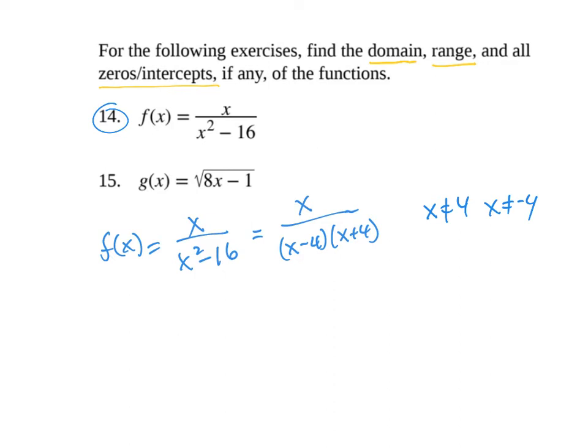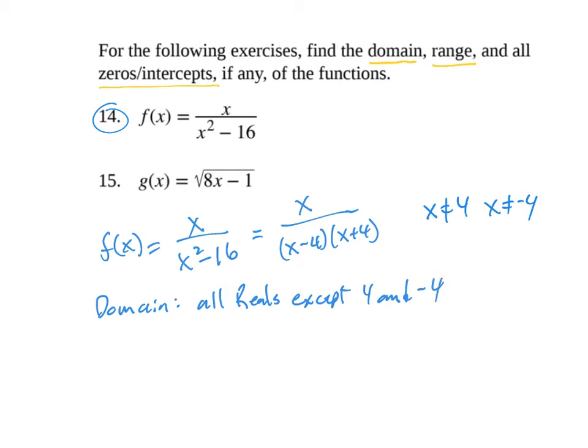So the domain is everything except for x equals 4 and x equals negative 4. So we'll say all reals except 4 and negative 4. That's how I'd write it in English.